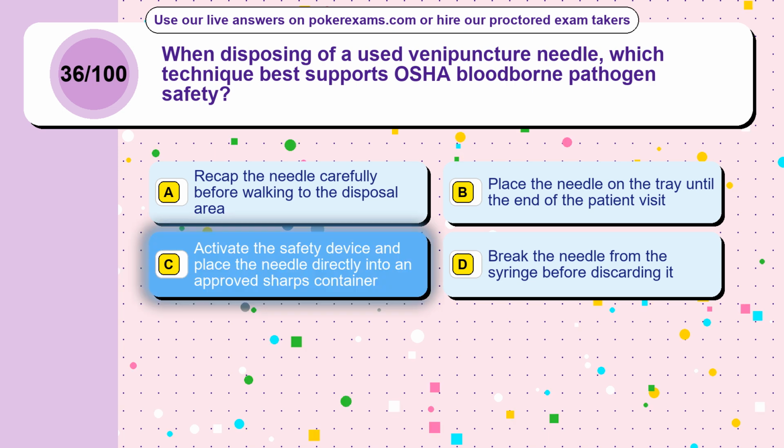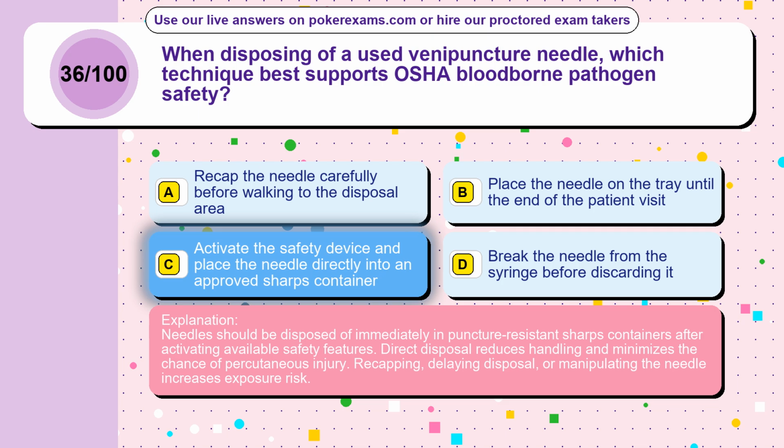The correct answer is option C, activate the safety device and place the needle directly into an approved sharps container. Needles should be disposed of immediately in puncture-resistant sharps containers after activating available safety features. Direct disposal reduces handling and minimizes the chance of percutaneous injury. Recapping, delaying disposal, or manipulating the needle increases exposure risk.